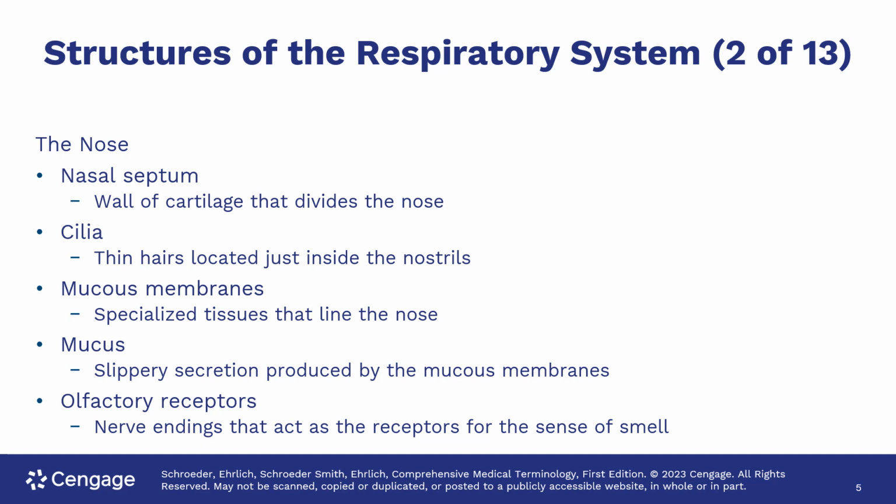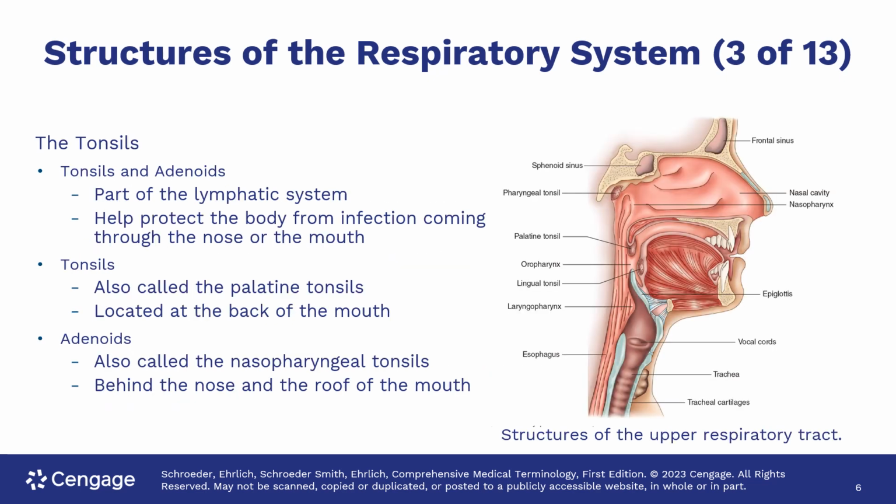Olfactory receptors are the nerve endings in the nose that are responsible for smell. The tonsils are also part of the respiratory system. Tonsils are at the back of the mouth, and adenoids are tonsils that are behind the nose and roof of the mouth. They are also part of the lymph system.